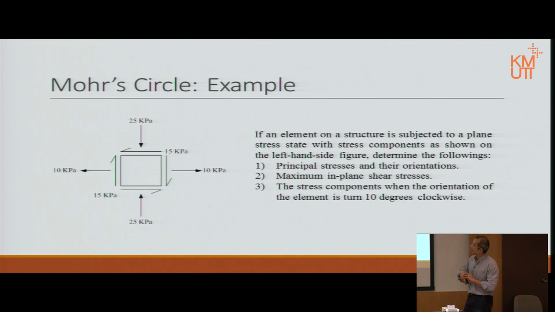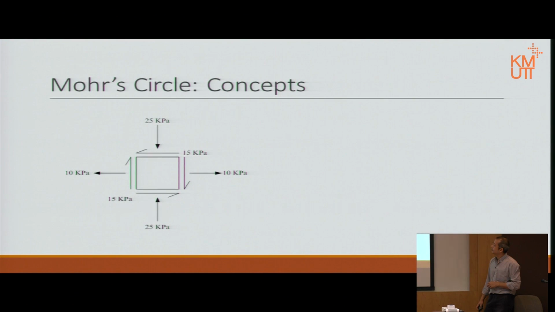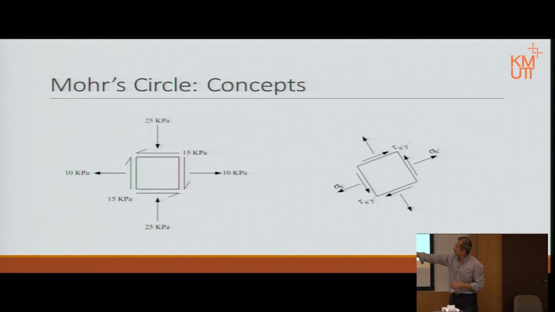Now, let's see an example then. We're going to use Mohr's circle to solve this. We want to find the principal stress and the orientation. We want to find the maximum in-plane shear stresses, and we want to find all the stress components when we turn this element 10 degrees clockwise. So basically, that is the beginning element on the left hand side. That is what we're going to do.